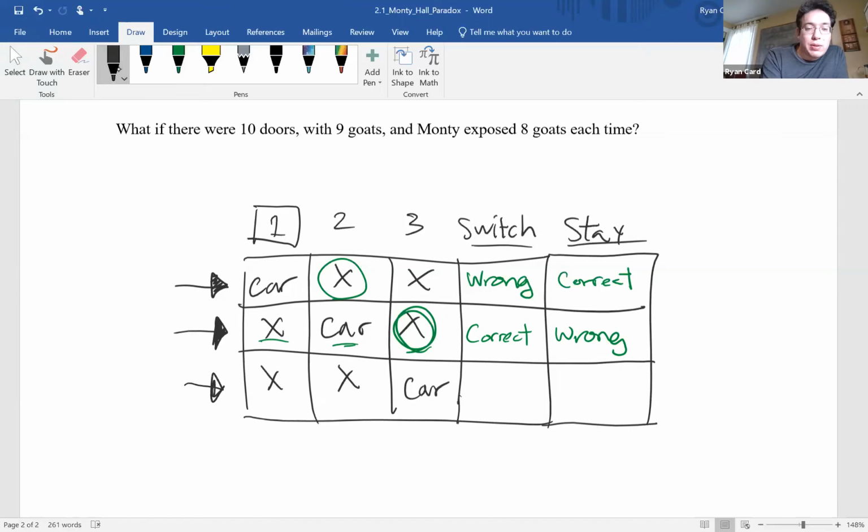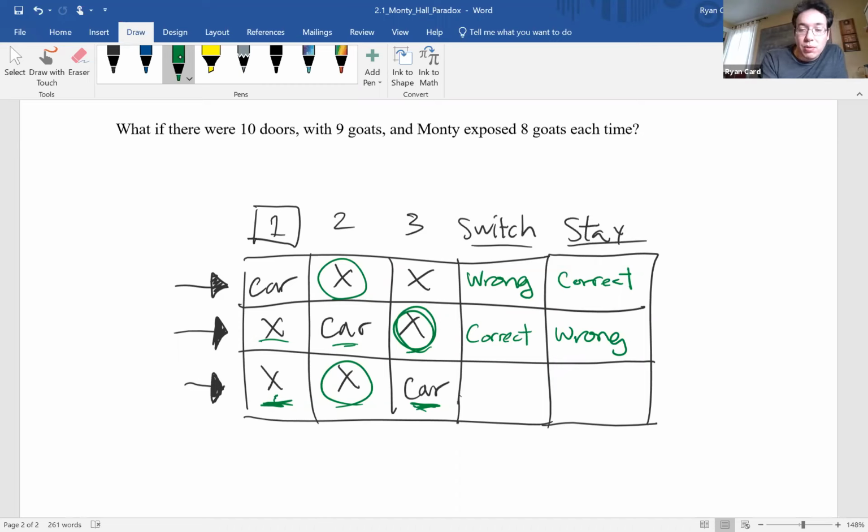On the final possibility, you still chose door number one. Monty reveals door number two. So here again, switching is the correct decision. You chose a goat originally, and the only other choice left over is the one with the car. So you would like to switch. Staying is the wrong choice.